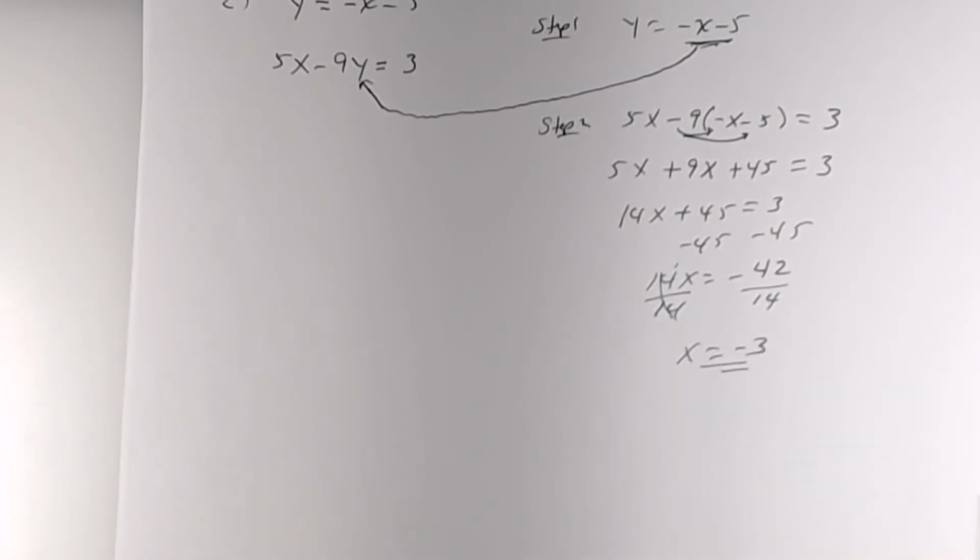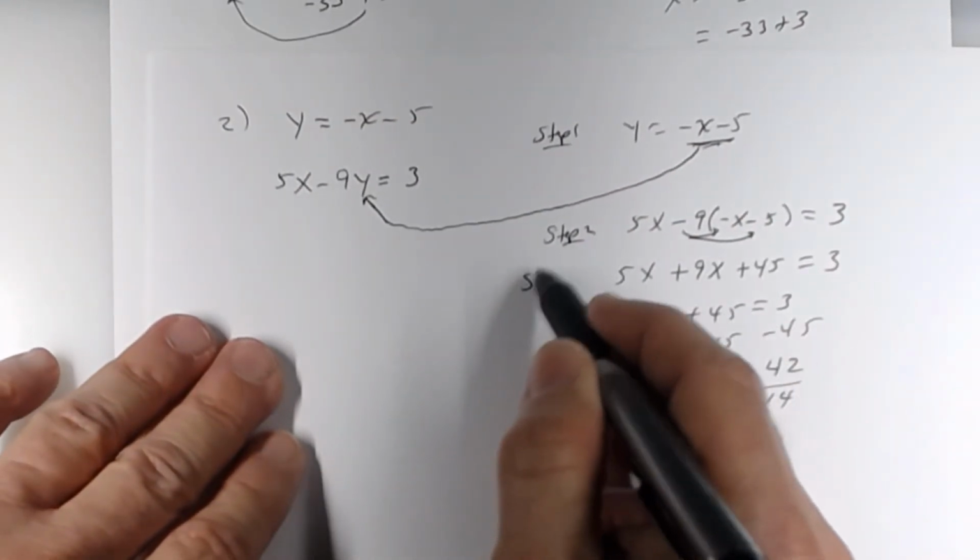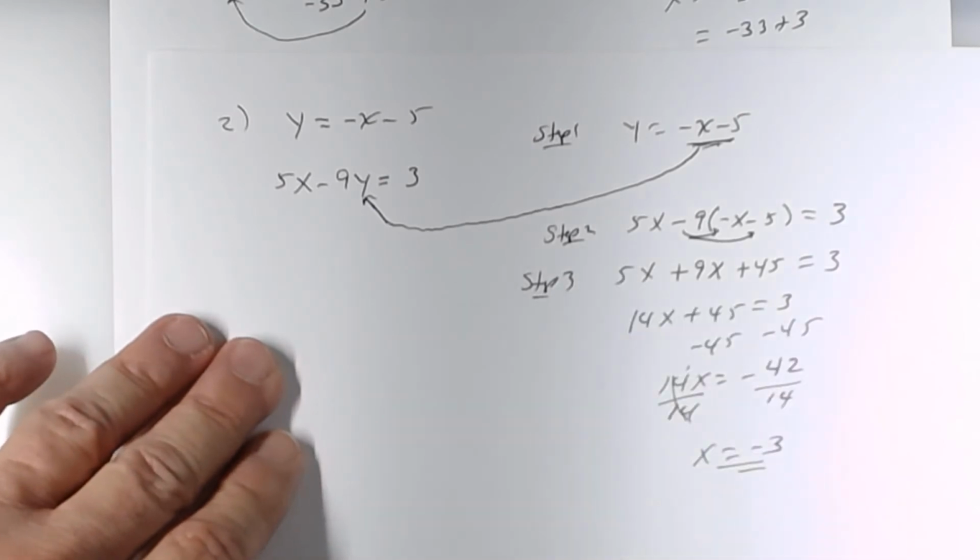All right. So so far I found the x coordinate of my solution. If I were to graph these two lines, they would intersect when x is what value? Negative 3. That's what I found. But remember, the solution is a point. So not only do I need an x coordinate, I also need a y coordinate. And I did step 3 already. This was step 3 where you actually solve the equation.